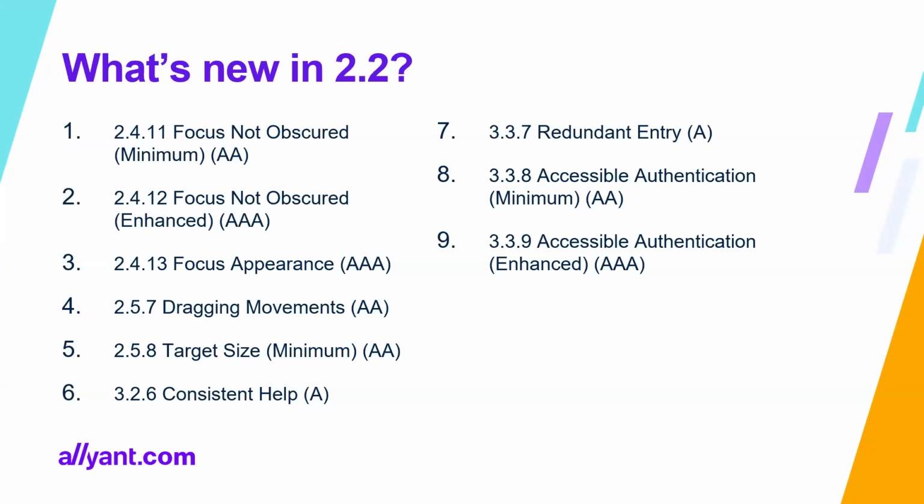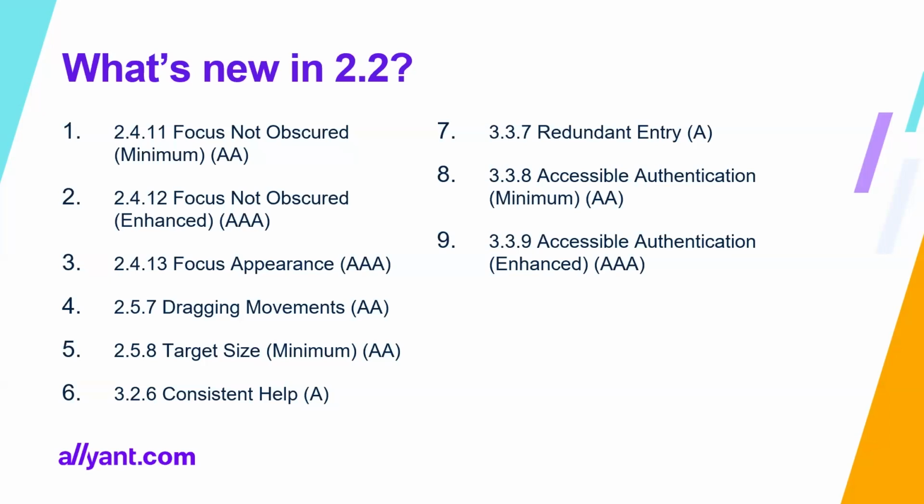This one is at the single A level, right? So this is our first new success criteria at the single A level. And then 3.3.7, redundant entry. This is the second one that is new at the single A level. And then 3.3.8 is accessible authentication at the minimum level, and then 3.3.9 is accessible authentication enhanced. The minimum is a double A level success criteria, and then 3.3.9, the enhanced for accessible authentication, is at the triple A level. Now, these are what's new in WCAG 2.2.